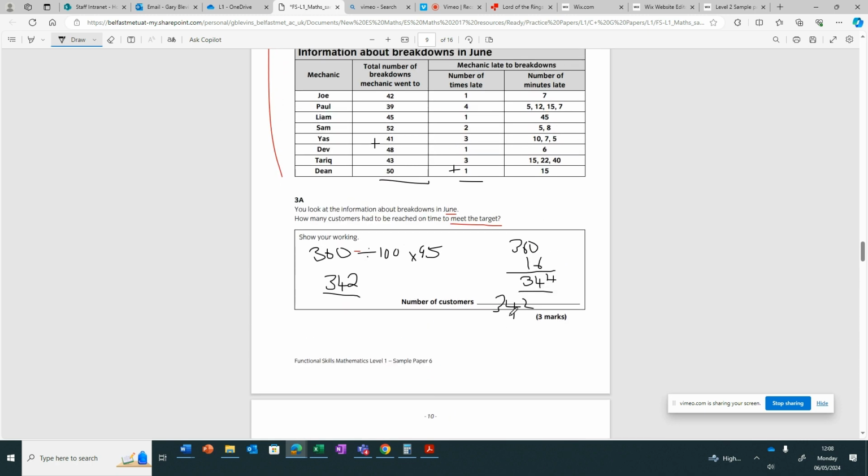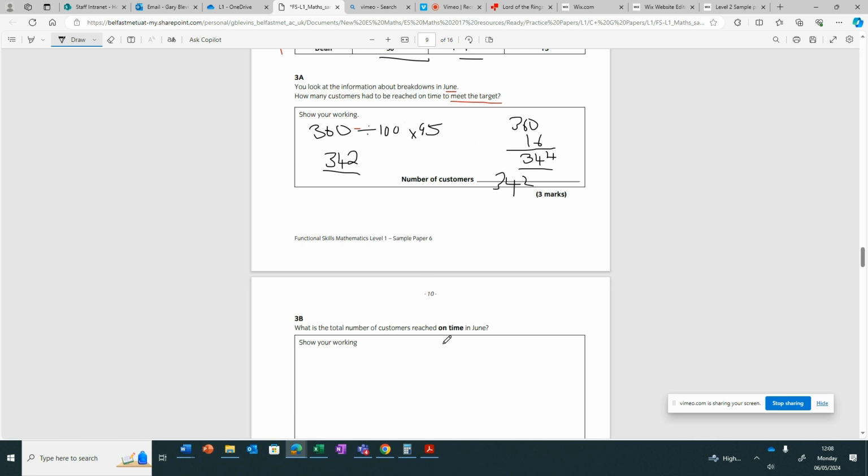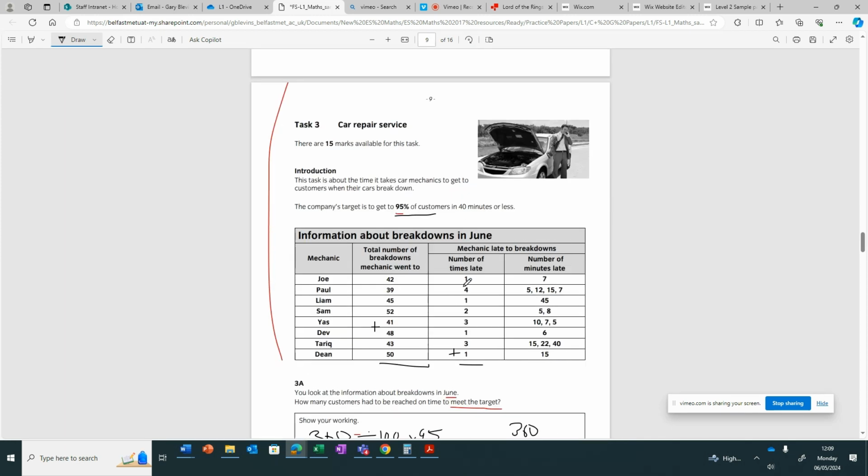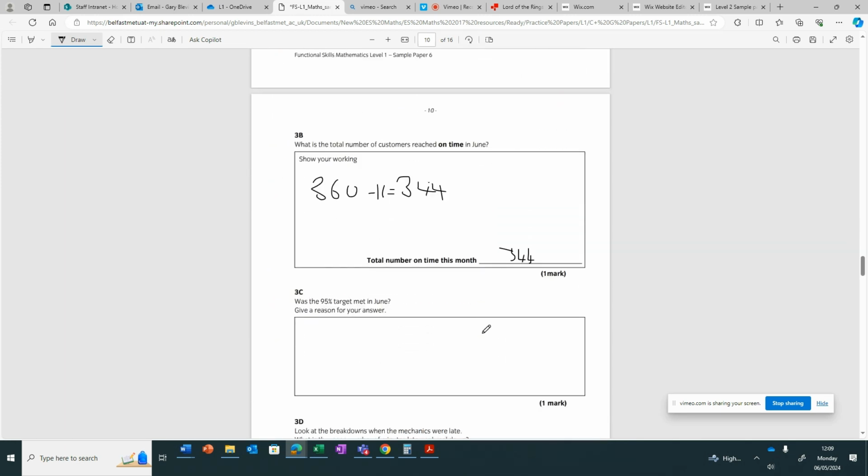What's the total number of customers reached in time in June? Well, we answered that in the previous question. 344 was the number reached on time in June. It was just the number of breakdowns I had, take away the number of times they were late, which is there.